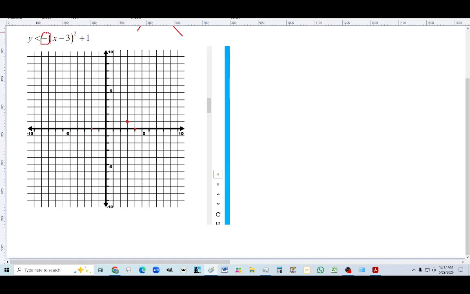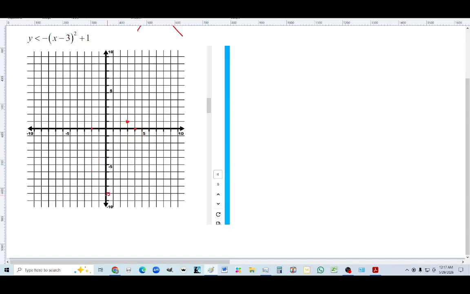It's downward facing. Since they just want us to sketch it, technically it would be good to have one other point. And you can always have one other point when x is 0. We get -3 squared, which is 9, gets multiplied by -1, -9, and +1 is -8. So I've drawn this incorrectly.